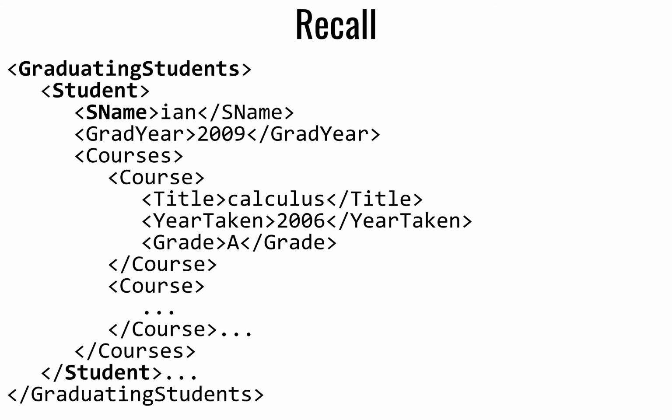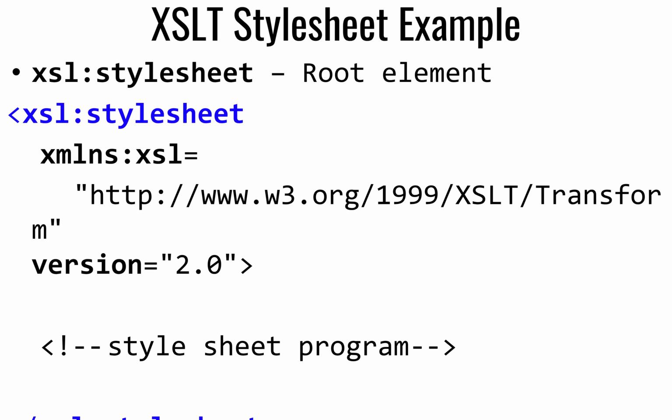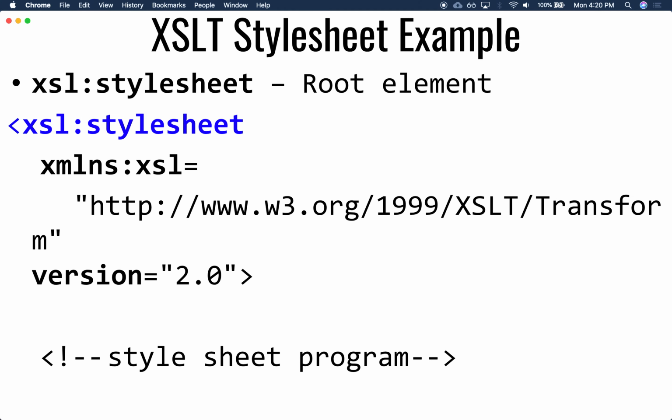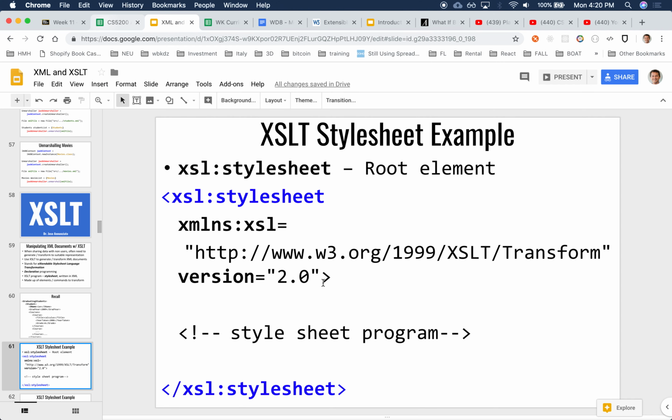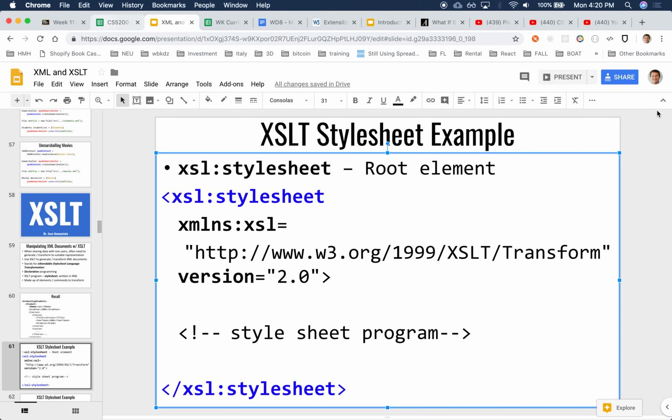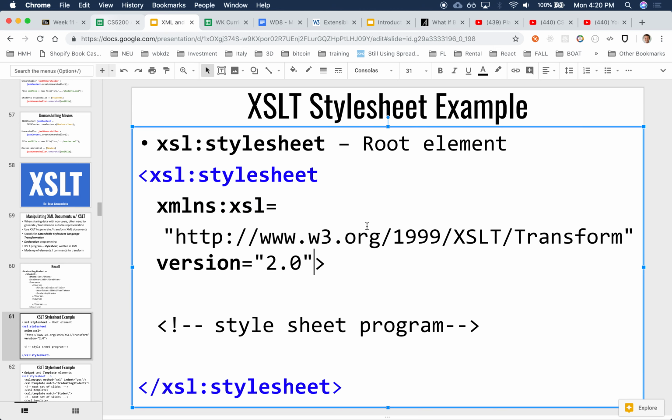So XSLT plays that role, which is a very, very useful role in all sorts of ways. First, let's take a look at some examples here. We have the original file that we're looking at, where we have a list of students and their courses and their years of graduation and whatnot. And perhaps we want to transform the document. And why is this not showing correctly? All right, there it is. So here's an example of what that transformation might look like.